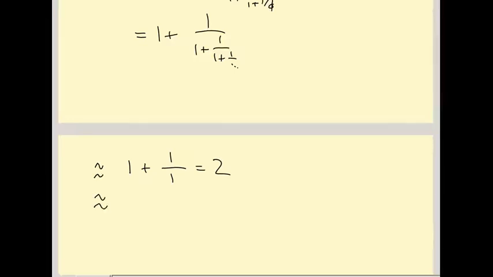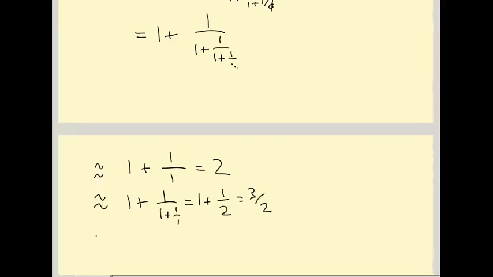What happens if we truncate after three steps? We get 1 plus 1 over 1 plus 1 over 1 over 1. So let's evaluate this. This is 1 plus 1 over 2, which is 3 halves.